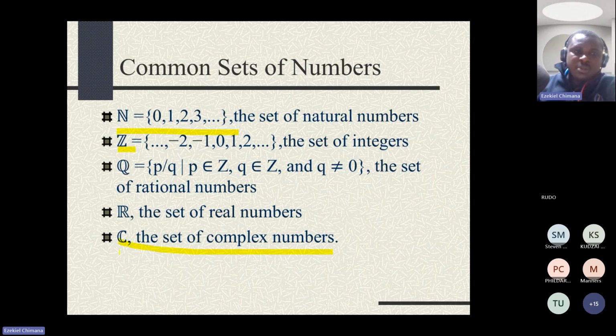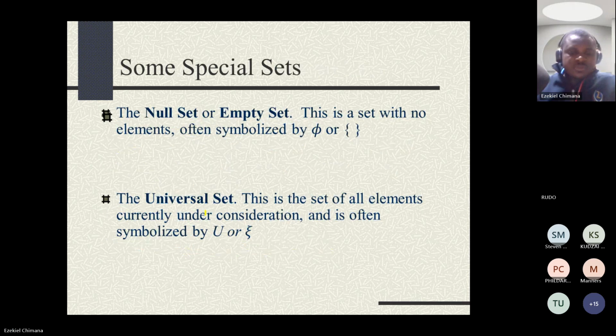Why are we talking about this? Because when you're doing sets, sometimes you see these symbols being used, and you need to know what they mean.